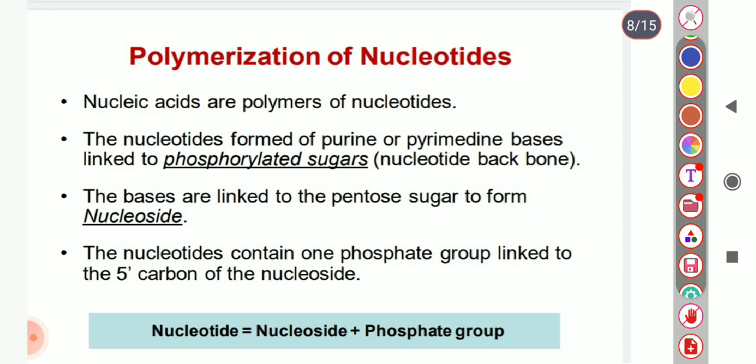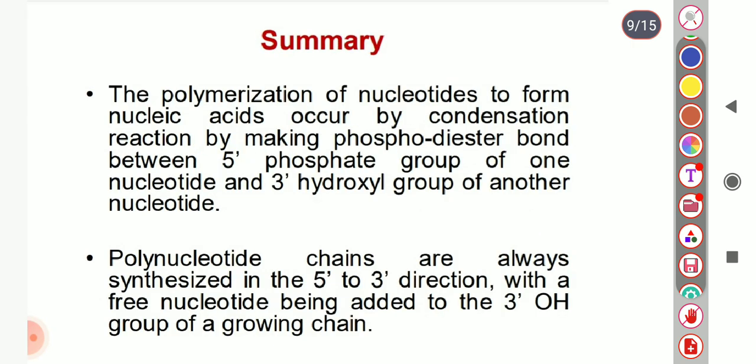How is a nucleotide formed? A nucleotide is formed by a nucleoside and a phosphate group. A nucleoside is a compound formed by the union of a nitrogen base with a pentose sugar, and nucleoside is a component of nucleotide, and it is slightly basic in nature. These are the polymerization of nucleotide. Next, I come to the summary.